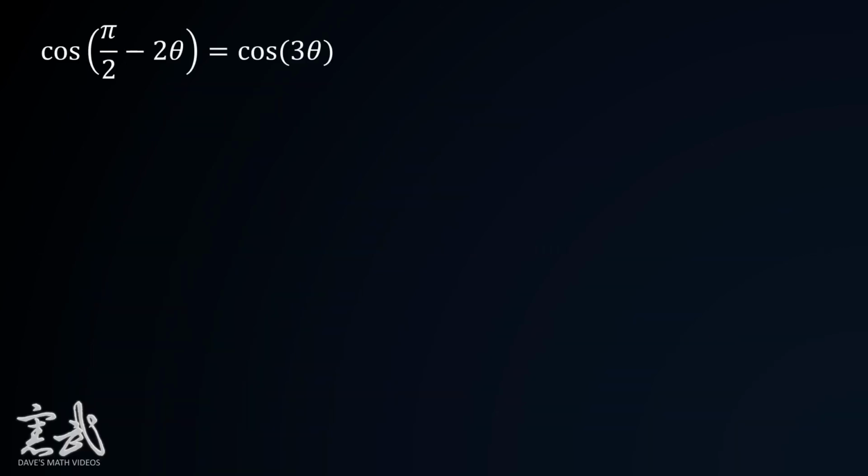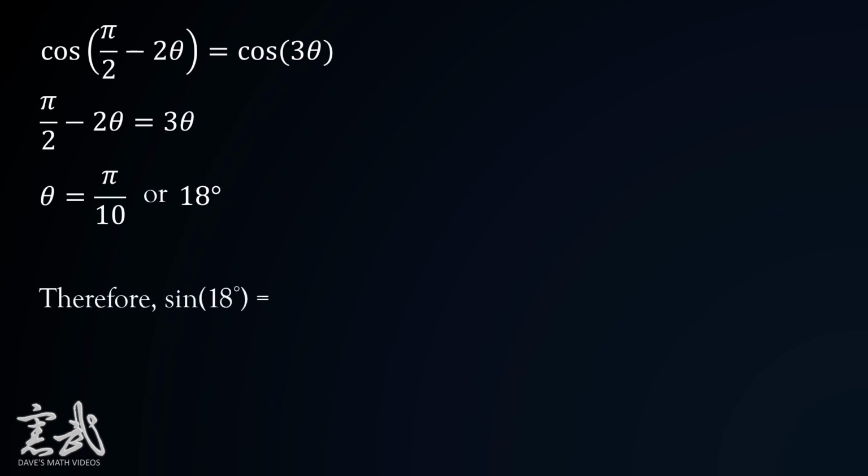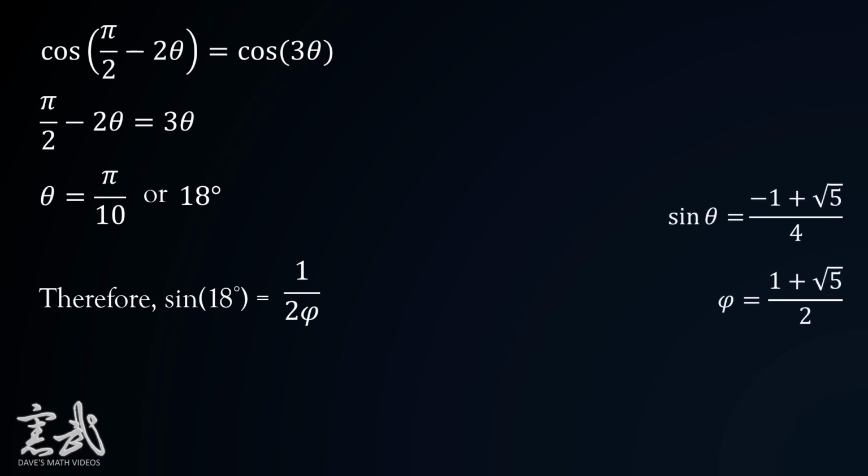Since we have cosines on both sides, the arguments of the cosines must be equal. Therefore, we can say that pi over 2 minus 2 theta is equal to 3 theta. Moving the 2 theta over to the right-hand side, we get that theta is equal to pi over 10 or 18 degrees. Therefore, we can say that sine of 18 degrees or sine of pi over 10 is equal to 1 over 2 phi, with sine of theta, of course, being negative 1 plus the square root of 5 over 4, and phi being equal to 1 plus the square root of 5 over 2.